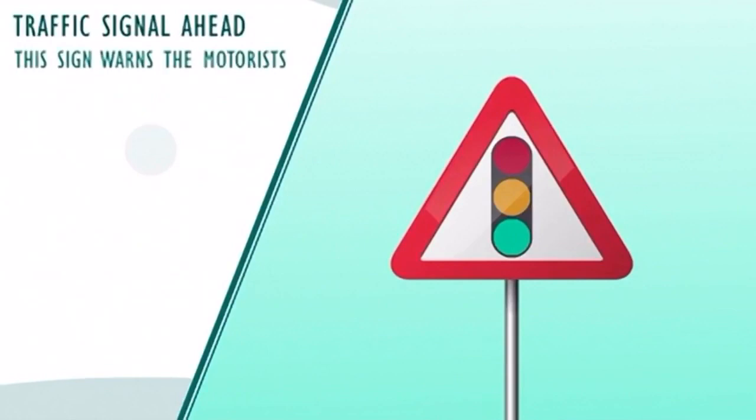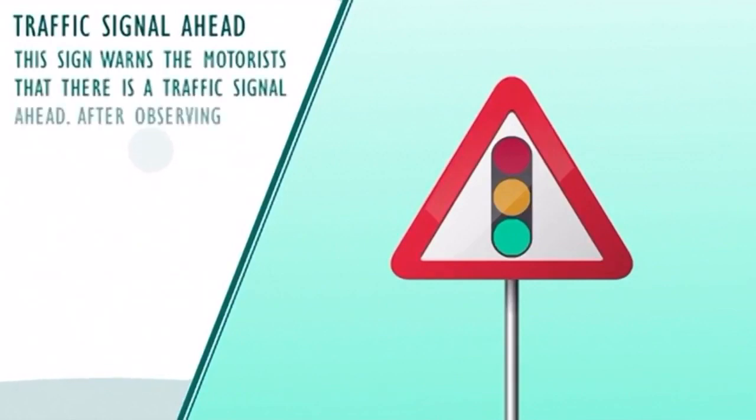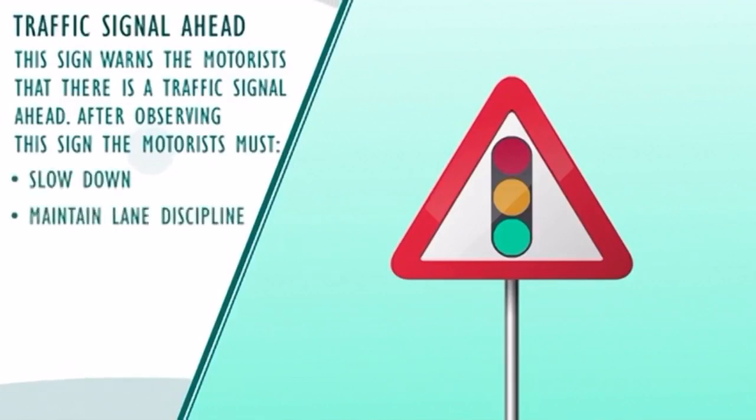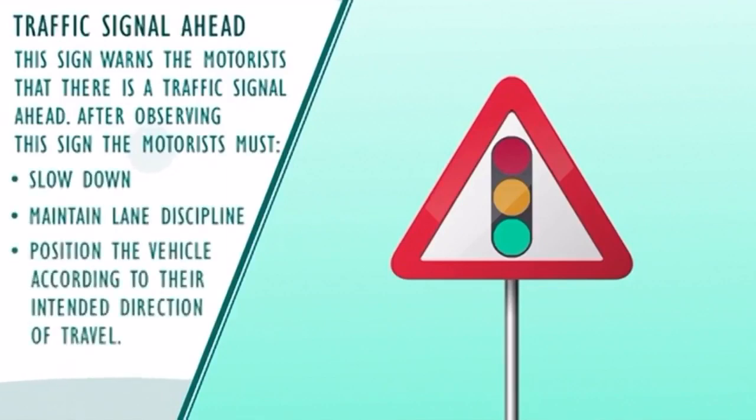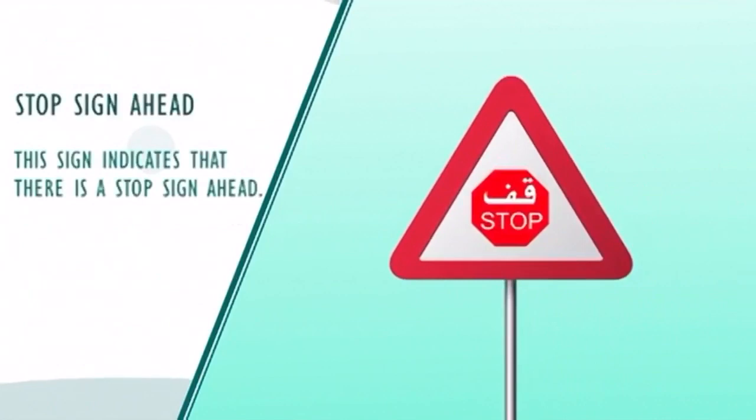This sign warns the motorists that there is a traffic signal ahead. After observing the sign, the motorist must slow down, maintain lane discipline, position the vehicle according to their intended direction of travel, and obey traffic lights. This sign indicates that there is a stop sign ahead. It is also used before turns to warn drivers that there is a stop sign ahead. Motorists must stop as the view might be obstructed.